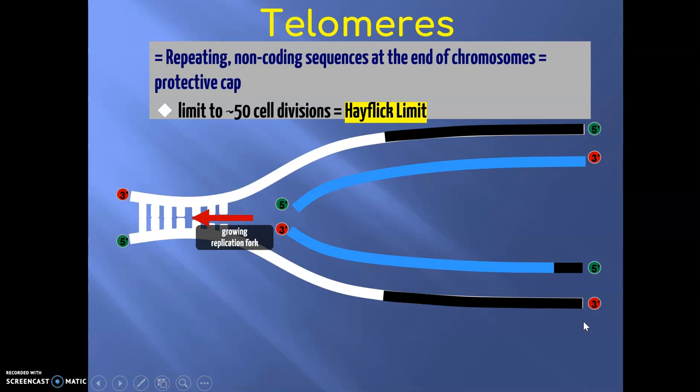Now we have these things called telomeres. Those are repeating non-coding sequences at the end of chromosomes. It's kind of like a protective cap, like you would put a cap on a bottle. Okay, so it's a limit to about 50 cell divisions. That's called the Hayflick limit. So in DNA getting replicated, it's limited to about 50 phases of the cell cycle because you have that cap.